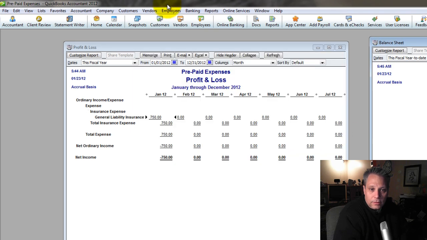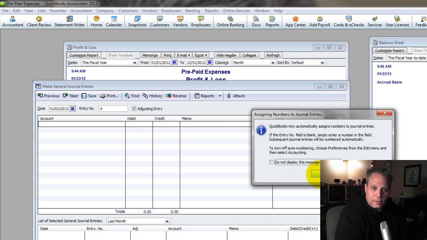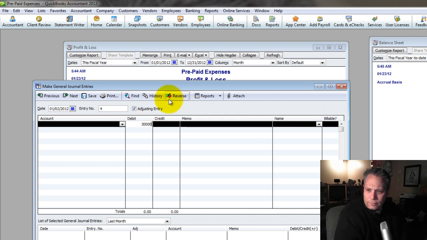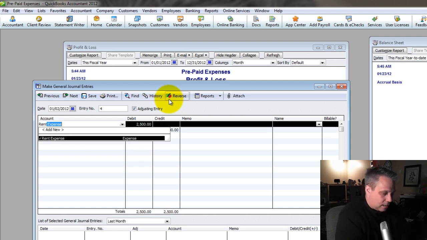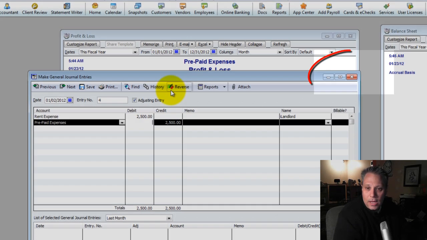Company, make general journal entries, right? $30,000 divided by 12, $2,500 a month. And this is going to be rent expense. This is going to go to prepaid. And again, you want to make sure you put that vendor name in the name column here.